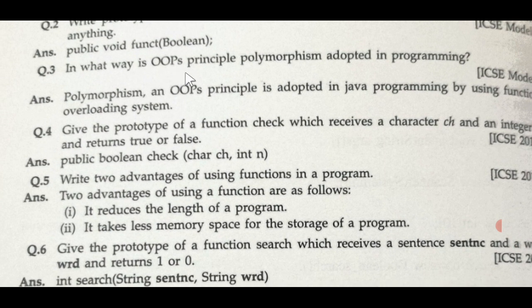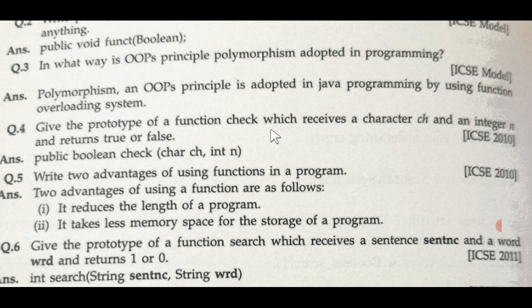After that, give the prototype of a function check which receives a character ch and an integer n and returns true or false. So here they are already telling you it returns true or false. That means these literals belong to which data type? Boolean. So boolean will be there, then check is the name of the function.